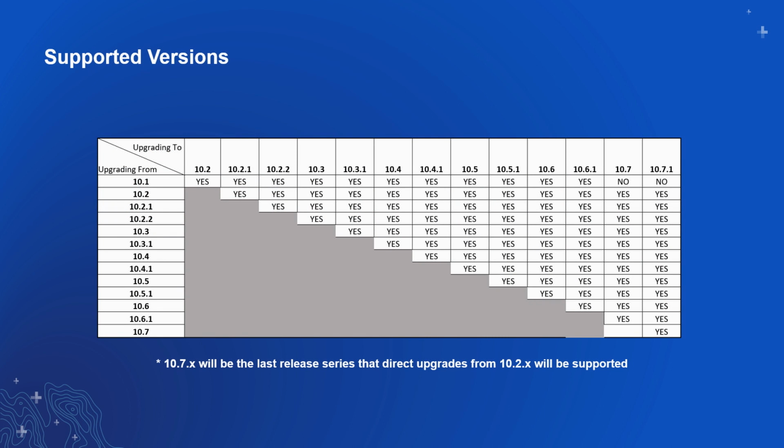So here we have a table of the supported versions that you can upgrade from and to. And so, for example, if you're wanting to upgrade to 10.7.1, and you're at 10.1, you can't do a direct upgrade. You'd have to first upgrade to an intermediate version. So that would be first upgrade to, say, 10.2.x or 10.3, and then you can upgrade to 10.7.1. Just note that 10.7.x will be the last release series that supports direct upgrades from 10.2.x.